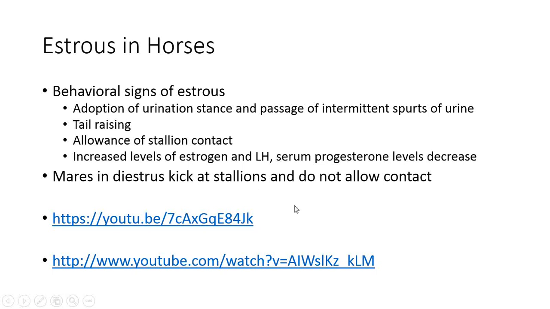Behavioral signs of estrus: they adopt a urination stance and pass intermittent spurts of urine. They raise their tail. They'll allow the stallion around them, where at other times of the year they will not. You can do blood levels. There's increased levels of estrogen and LH, and serum progesterone levels decrease. And as I said, the mare during the diestrus period will not allow the stallion to be around her. So let's see if we can see some signs of estrus in horses here.